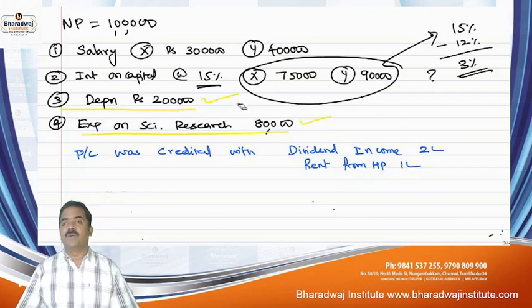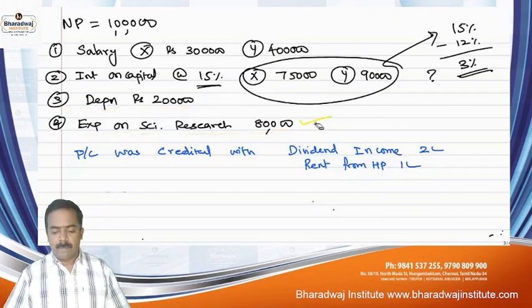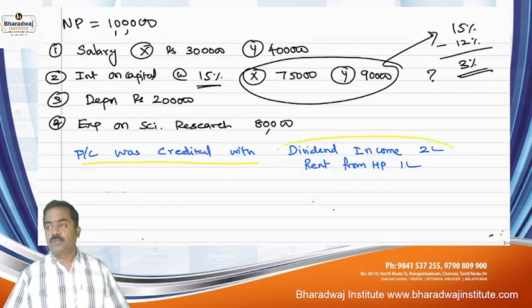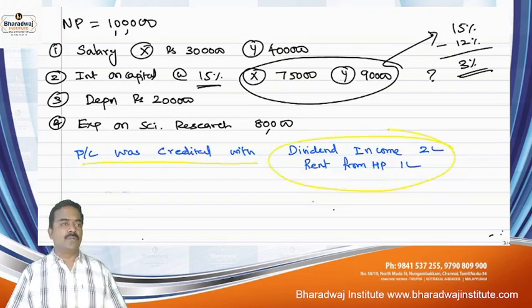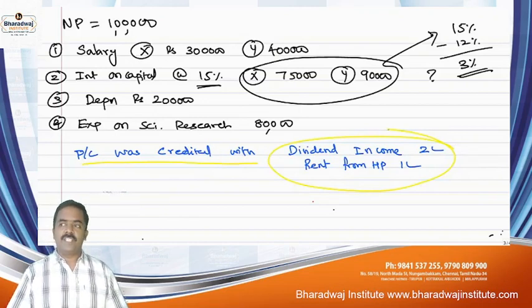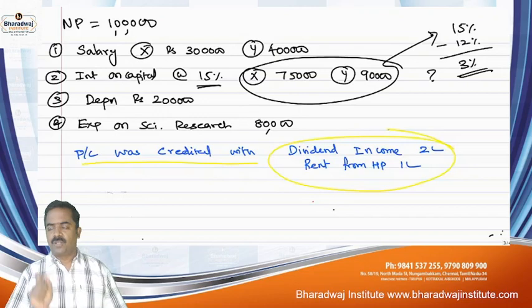Look at the P&L account. It is credited with which income? Dividend income and rent from house property. That should go to other heads. So before we start solving the problem, we have to work out PGBP, book profit.